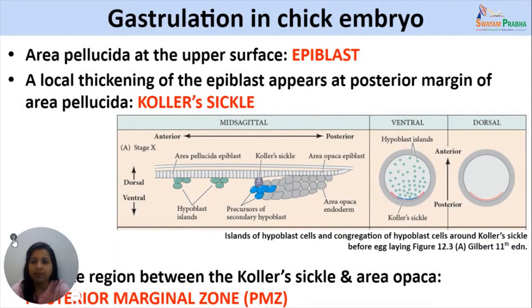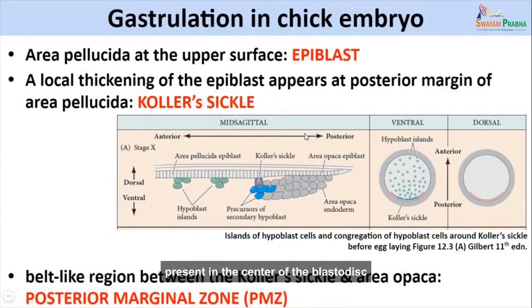Now, in chick embryo, the area pellucida is present in the center of the blastodisc, the translucent layer that we discussed. This area pellucida at the upper surface bears one layer known as epiblast. And as in the diagram, we can see this is the area pellucida epiblast.